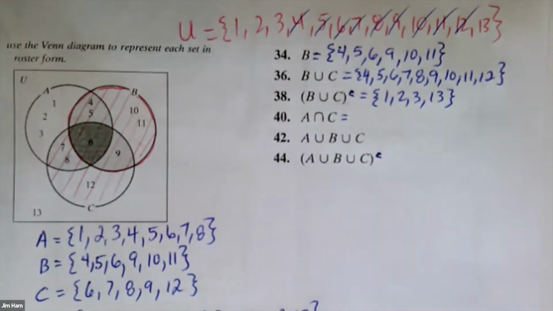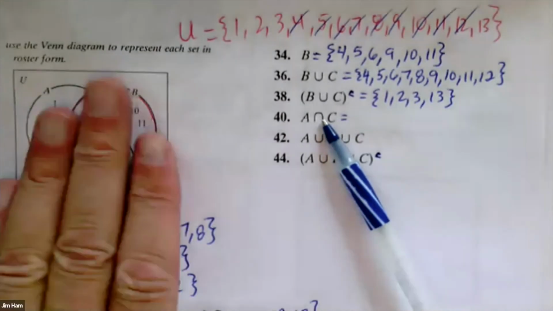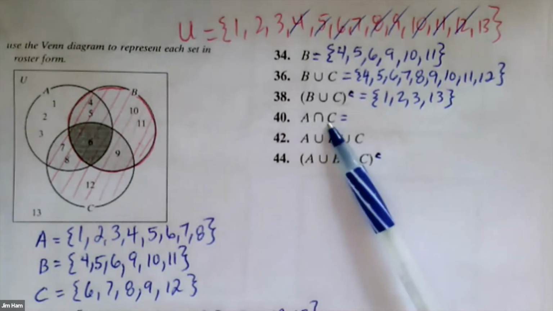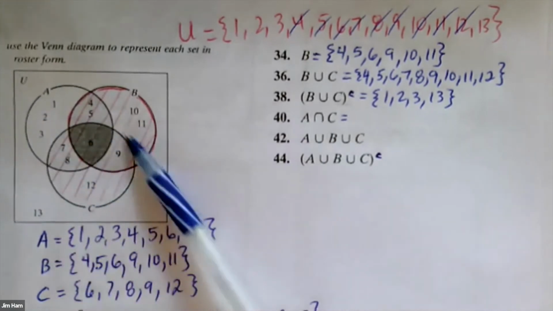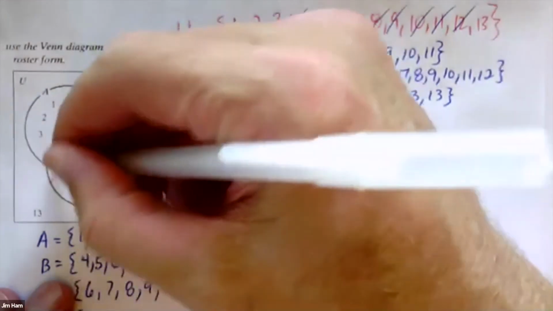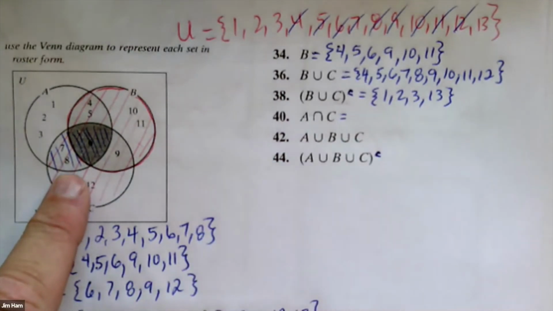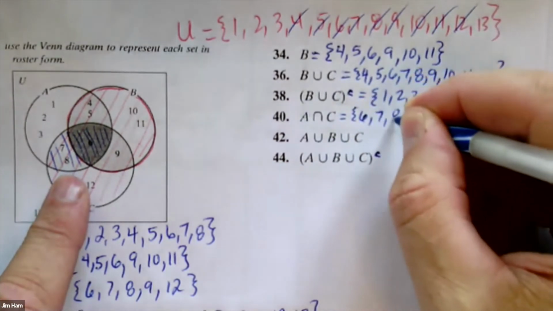Now we're changing operations. We're now going to intersect. And again, for me, I look at the Venn diagram and it's easy for me to see because I know where the intersection of A and C are. Here's A and here's C. So the intersection is in this region right here. If you have a set that doesn't involve B, just imagine that B is not even in the picture and just draw A and C. It's this blue shaded region here. And the elements in there are 6, 7, and 8.